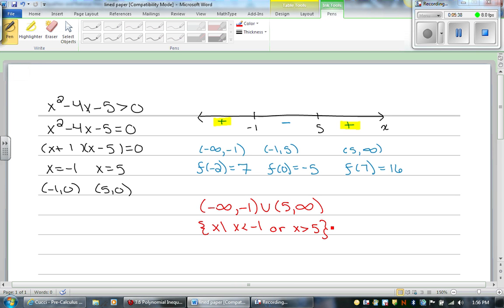Okay? So again, what we did is we made our inequality an equation. We solved for the zeros. We placed those values of x on our number line, and we determined where the function was positive and negative on each interval. And then we looked back at our inequality and decided what fit. Greater than 0 would mean positive, less than 0 would be negative. Okay? So here's our solution.